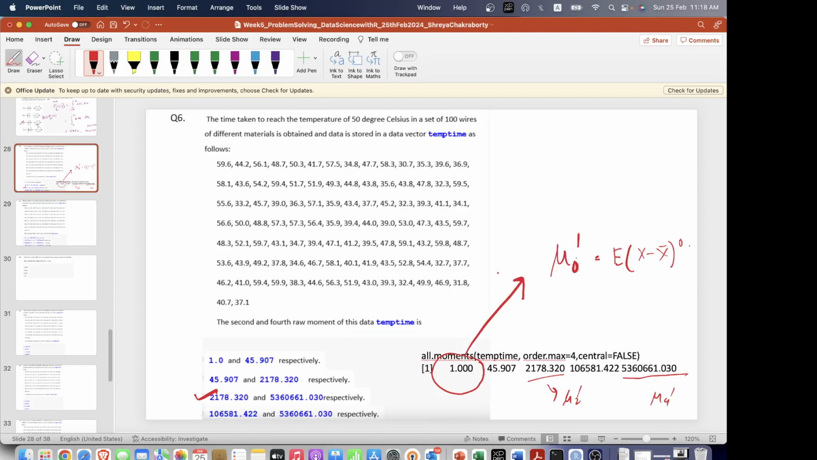Extremely sorry, this is raw moment, right? So this would be expectation of x to the power 0, not this. This is not central moment, so we shouldn't write it in this manner. Really sorry. This would be expectation of x to the power 0. Alright.